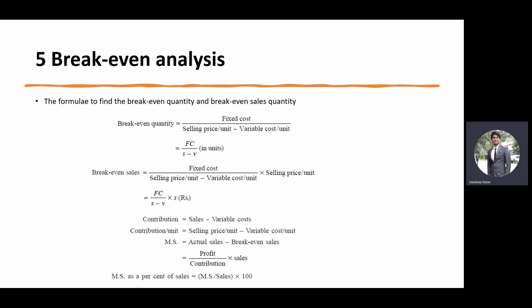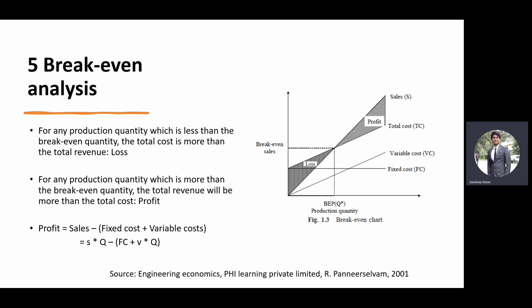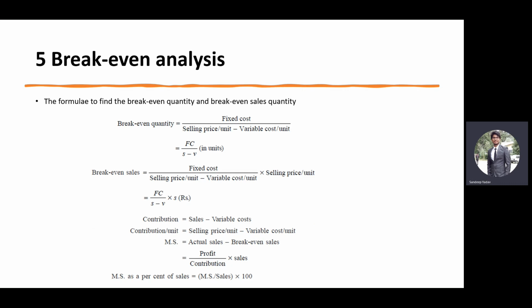Another thing we can calculate is the margin of safety. Margin of safety will be actual sales minus break even sales. Suppose a company is making x quantity of goods in a profit range, that will be called its actual sales. And we can also calculate the break even sales that is needed. The whole difference between the actual sales and the break even sales will be called the margin of safety. And if we want the margin of safety as a percentage of sales, we calculate the margin of safety divided by sales, into 100.